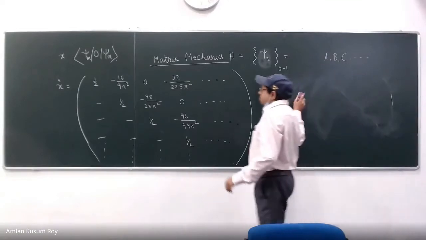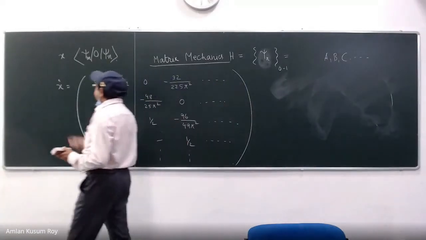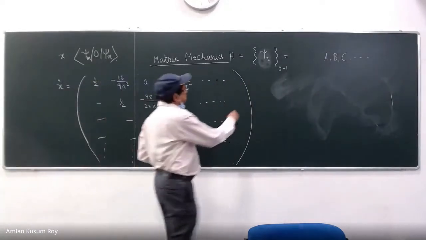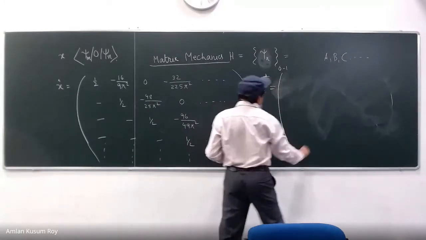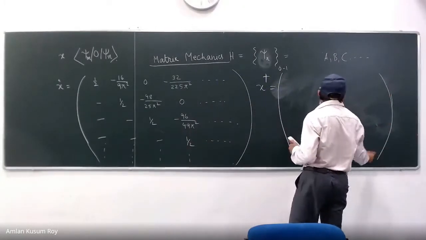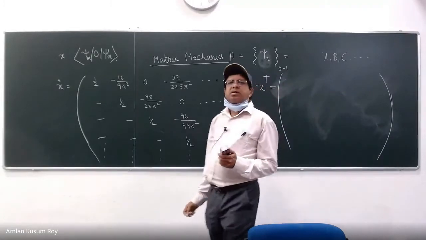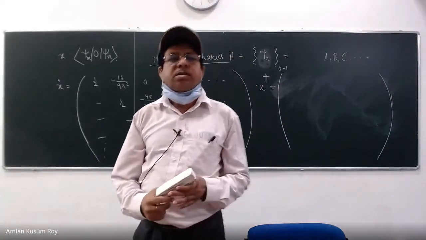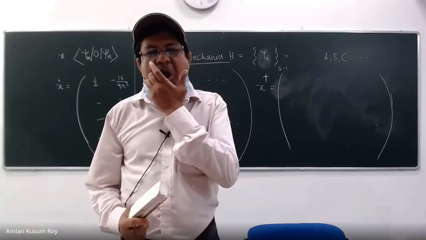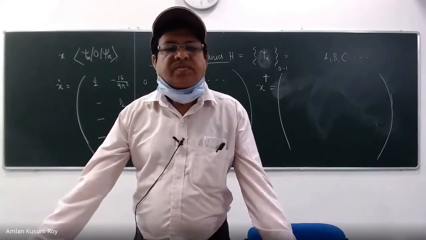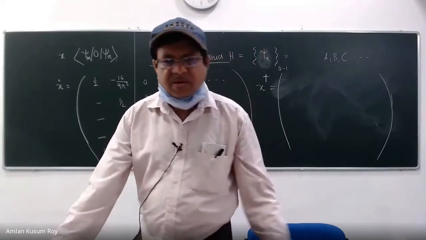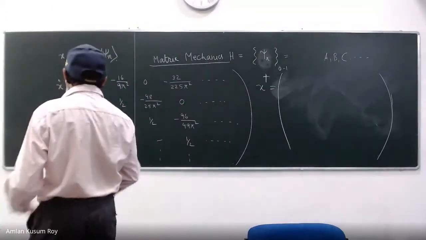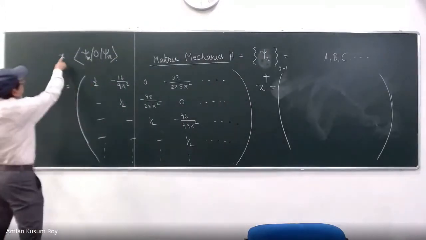Suppose I want to write X dagger. What will be the representation? Can anybody say? What will be the representation in that matrix form in this basis? So the X operator we have worked out by this exercise.